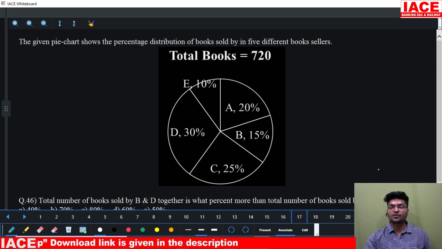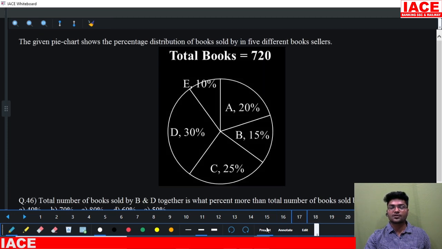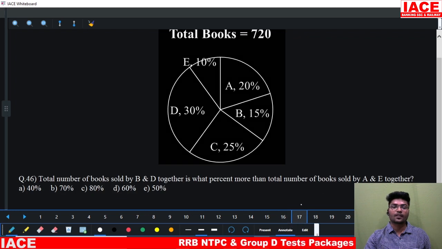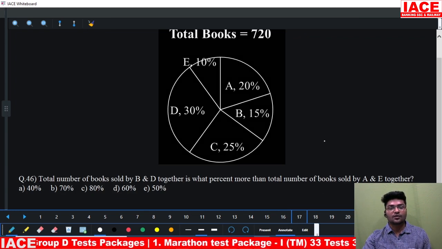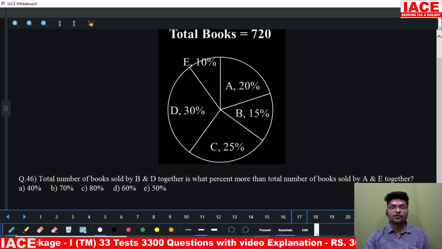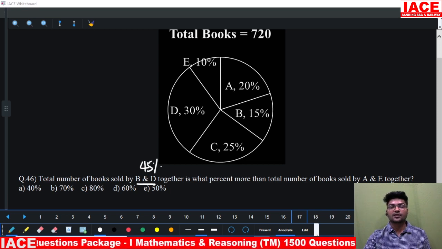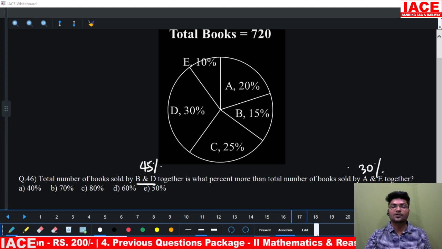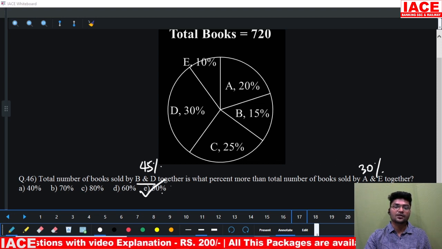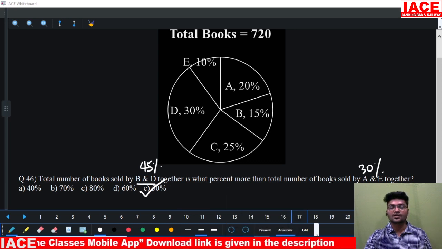Next question. Question number 46. Total number of books sold by B and D together is what percentage more than total number of books sold by A and E together? B and D together, how much are they selling? B and D together is 45%. Now A and E together, how much are they selling? 30%. Now 45 is how much more than 30? 50%. That means option E. Option E is our correct answer.